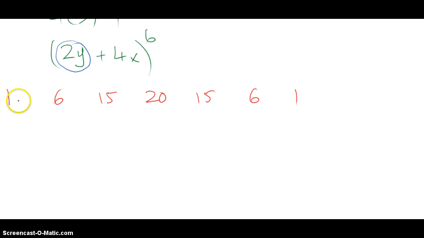And we start on the left, and we say, okay, so now we have 2y, and that's to the 6th power. That's basically the same power as this right here. And we do the same thing all the way along. We just go down by 1 each time. So 5th power, 2y to the 4th power, 2y to the 3rd, 2y squared, 2y to the 1st, and then that's it. And then we do the same with this one.